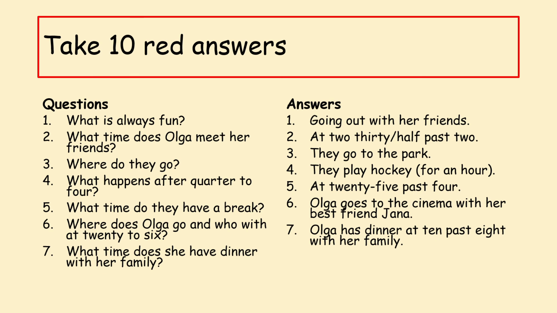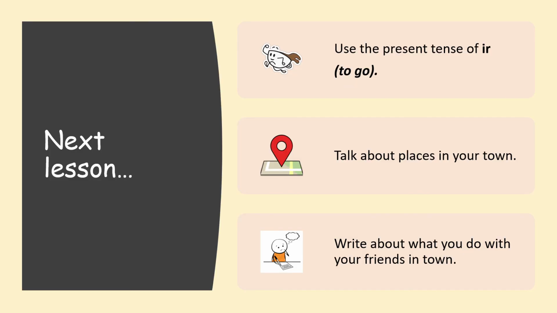Okay, so next lesson, we're going to be using the present tense with the verb ir, which means to go. We're going to talk about places in your town a bit more, and we are going to write about what you do with your friends in town.